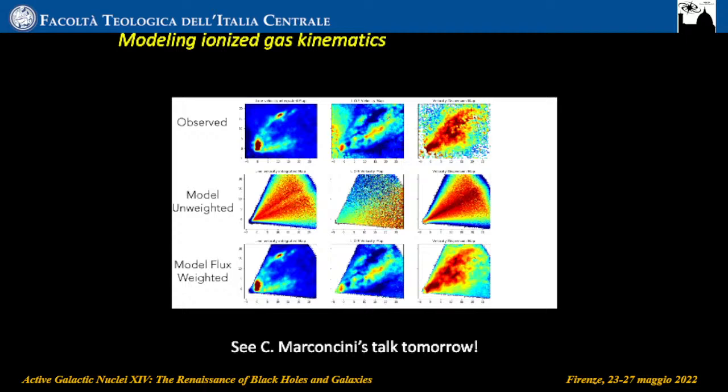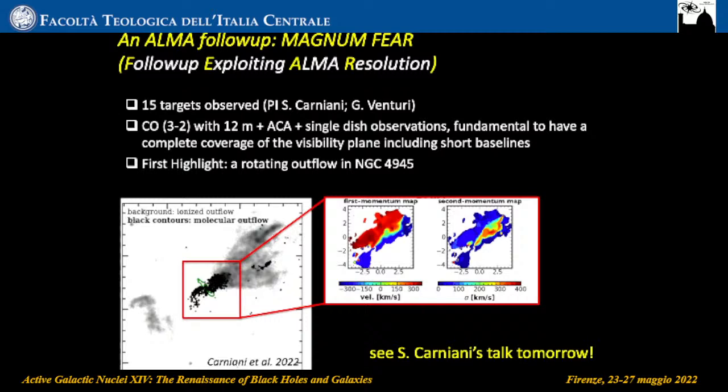This will be explained much better than what I did in Cosimo's talk tomorrow. This is the first announcement. But just to show you, this is the observed velocity field in 4945. This is the model you assume, and then using this discrete model, you can perfectly reproduce what you are observing. So this is very exciting.